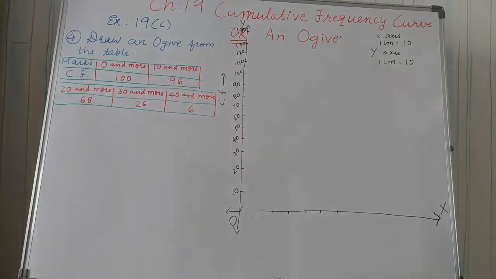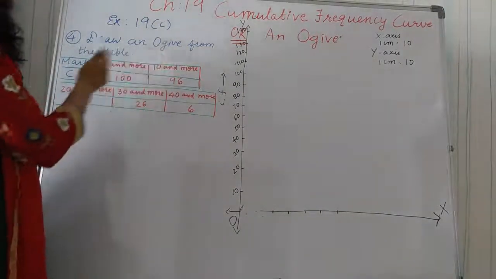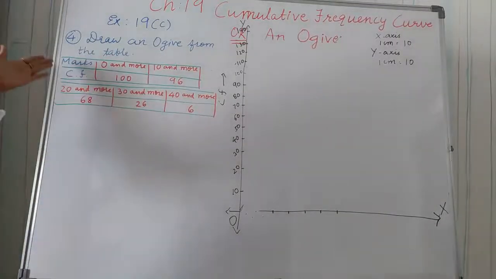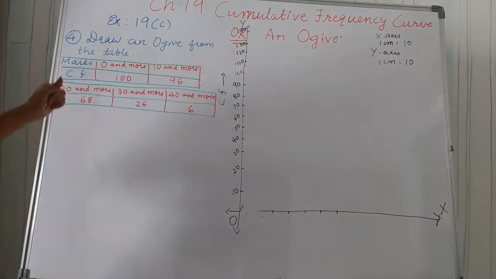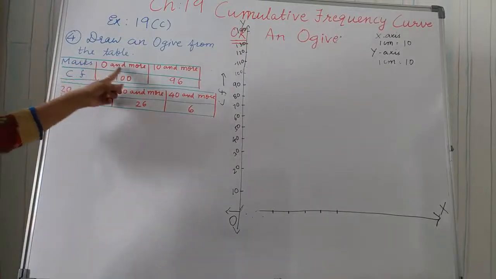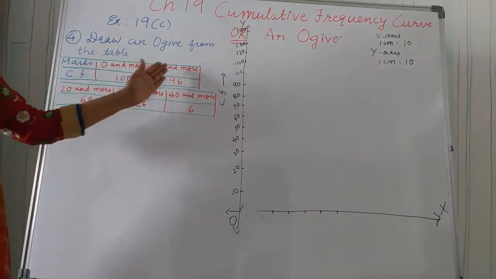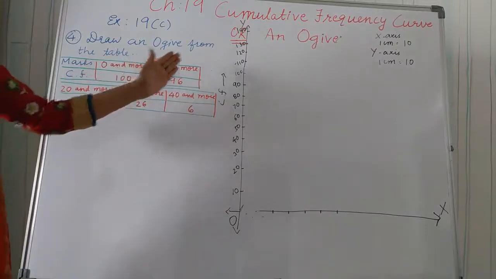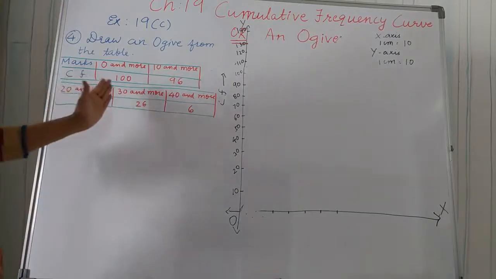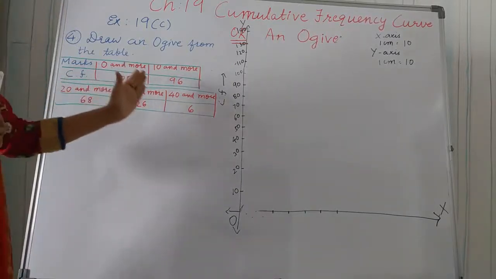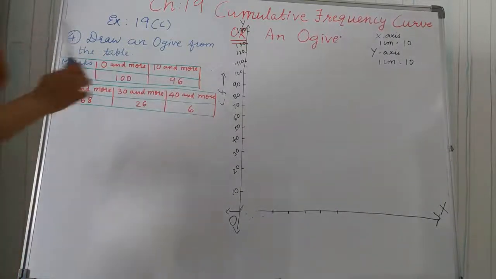Now students, taking one more example, question number 4. Draw an ogive from the table. So here is the table given to us, which has marks and cumulative frequency. So marks are 0 and more, means 0 to 10, then 10 and more, so 10 to 20, 20 and more, so 20 to 30, and 30 and more means 30 to 40, and 40 and more means 40 and next to it.